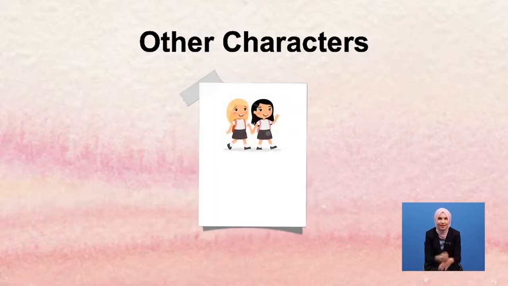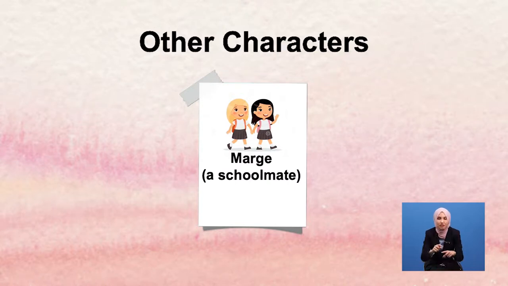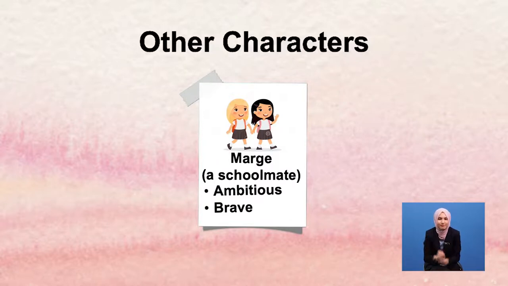The next character is Marge, who is the student's classmate and friend. Marge is ambitious and wants to become a Grand Prix driver. Marge is also a brave girl. She confronts Joff and speaks her mind about money. She thinks that being happy is more important than having a lot of money.